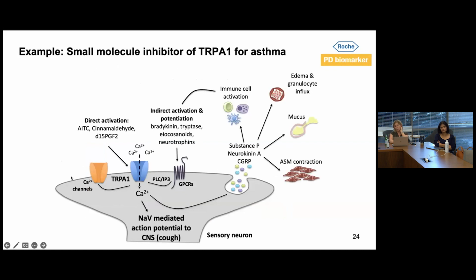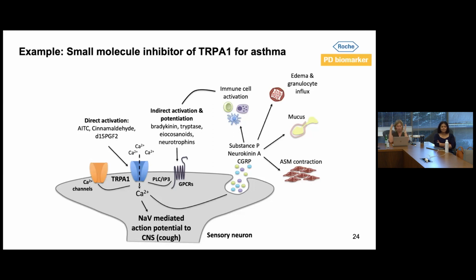Okay. So I have one more example before I hand it over to Priti. Those were examples where we measured either the target or downstream pathway in the blood, which is something we do a lot. But as I alluded to in the beginning, sometimes our targets are not that accessible.